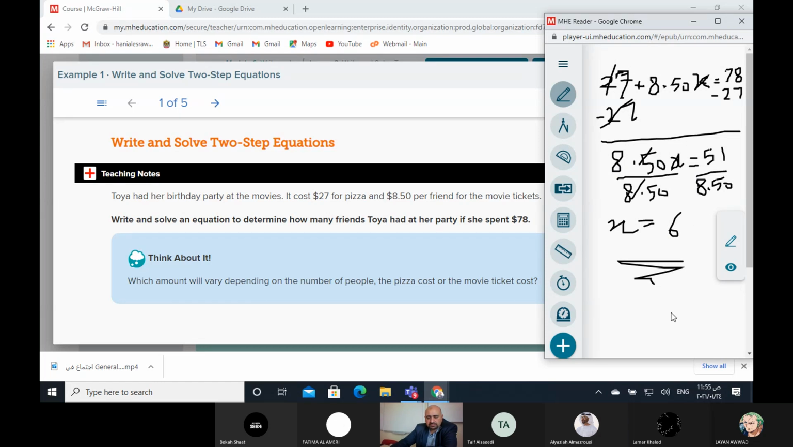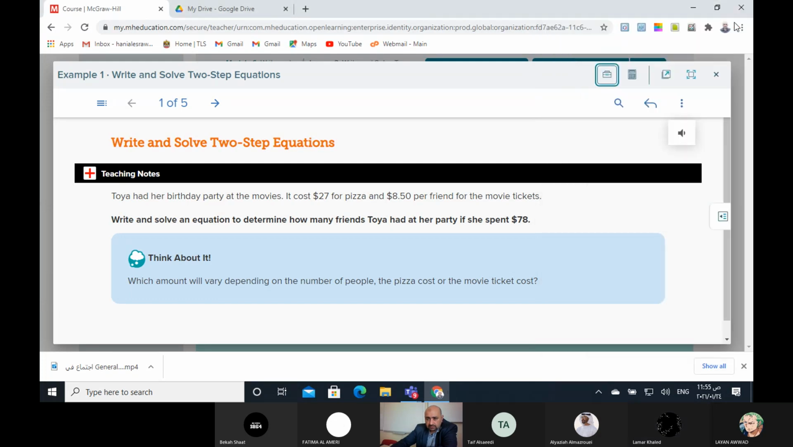Who has any question here? Mister, can you tell me how did you get 1? Here, from here 1, because any number divided by itself will be 1. 8.50 divided by 8.50 will be what? Will be 1. 1x means x. Okay, Lamar? Okay.